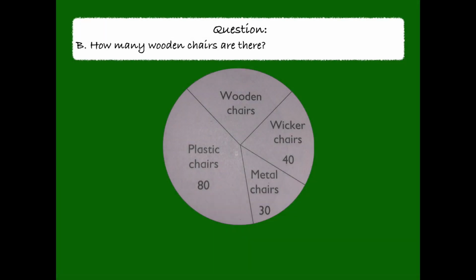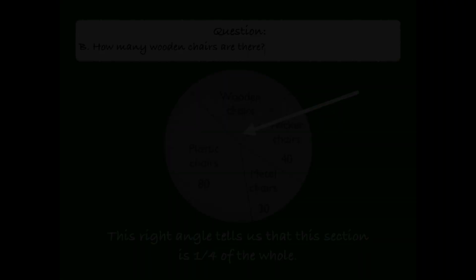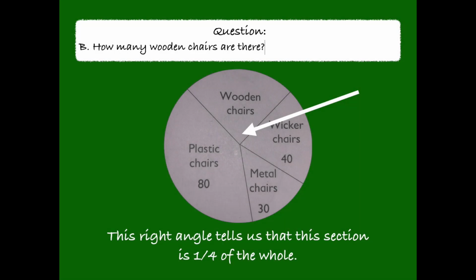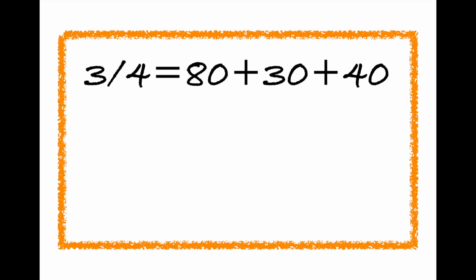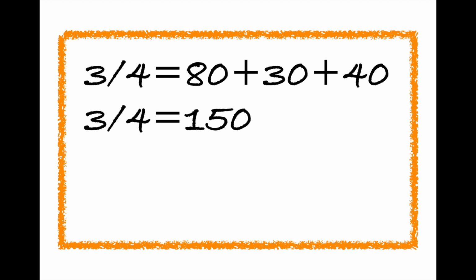Question B. How many wooden chairs are there? Let's look at this pie chart. This right angle tells us that this section is 1/4 of the whole. That means that all of the other sections combined must be 3/4 of the whole. Let's work this out using the unitary method. If 3/4 of the chairs is 80 plus 30 plus 40, then 3/4 of the chairs is 150 chairs.